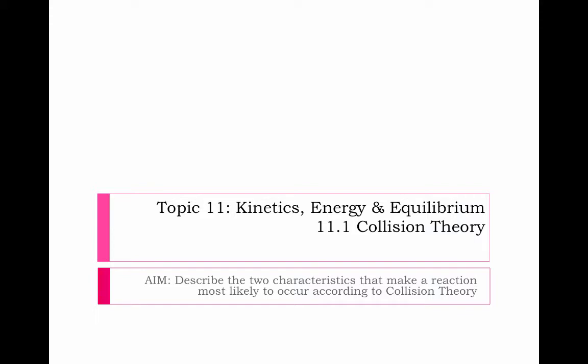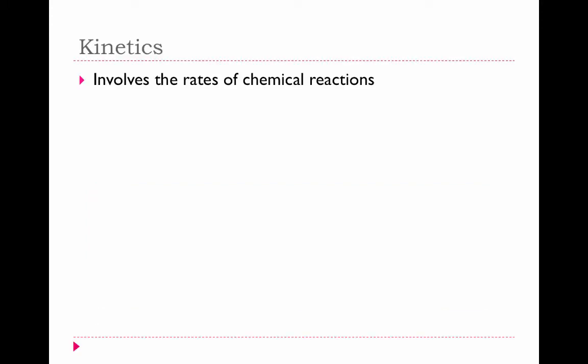Today we will be discussing collision theory, part 11.1. And our aim for today is to describe the two characteristics that make a reaction most likely to occur according to collision theory. So, kinetics involves the rates of chemical reactions.